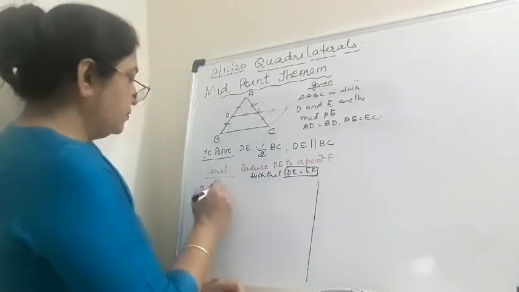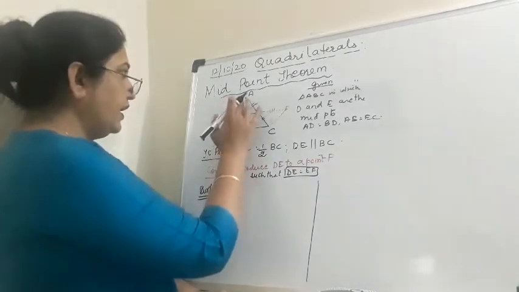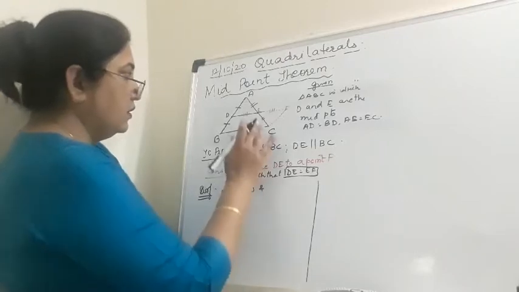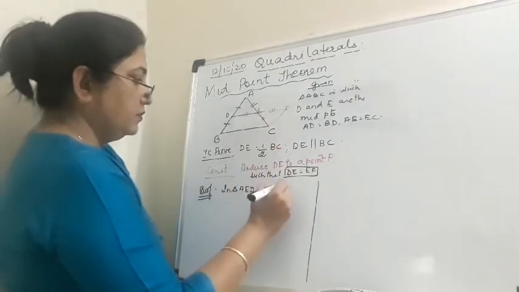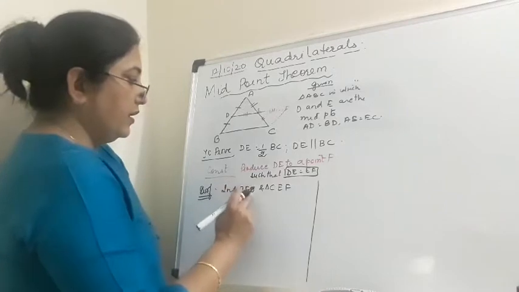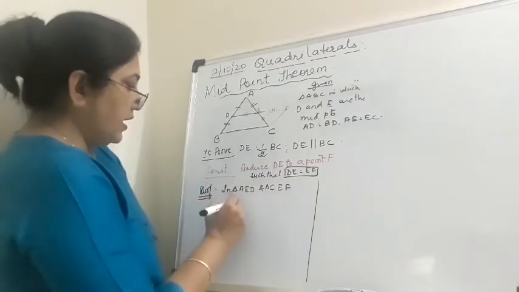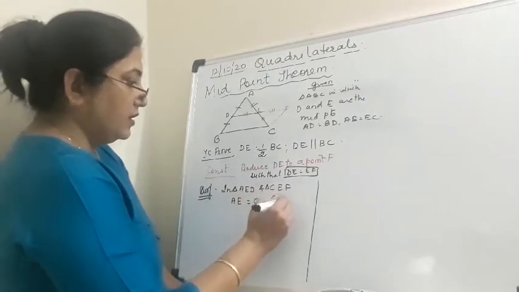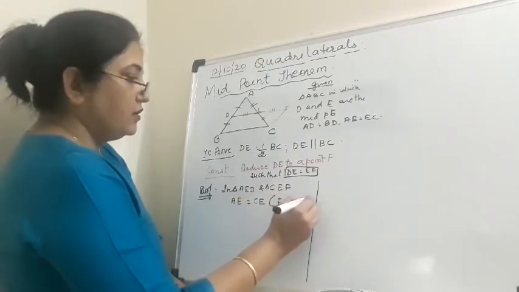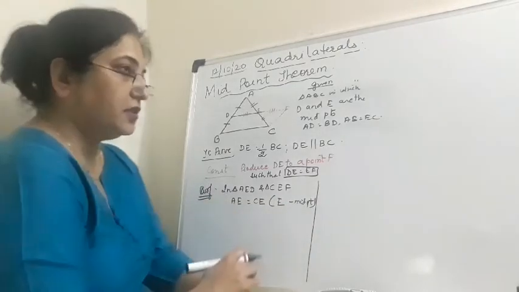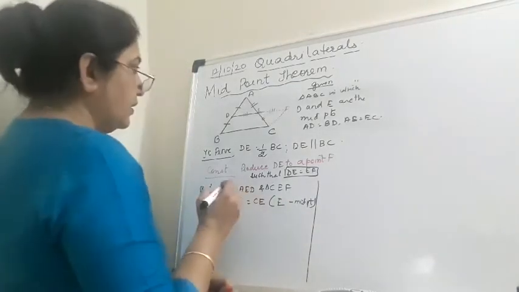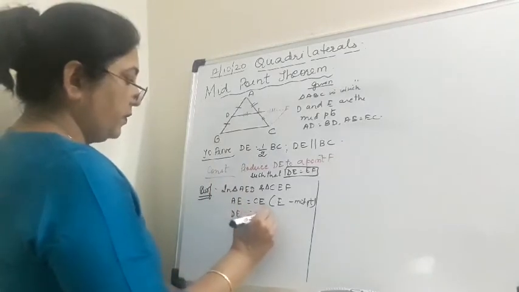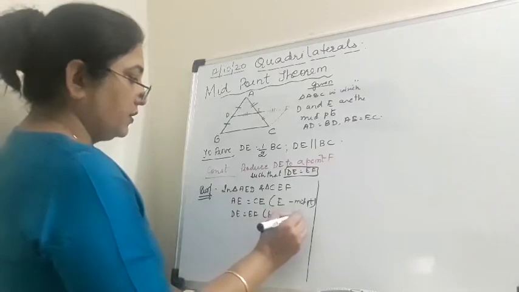In triangles AED and CEF, we know that AE is equal to CE, which is already given as E is the midpoint. And children, whenever we write any statement, we have to give the reason also. Then DE is equal to EF. This is by construction.